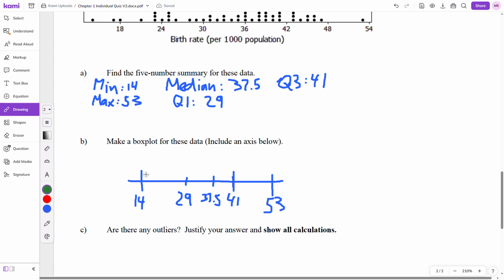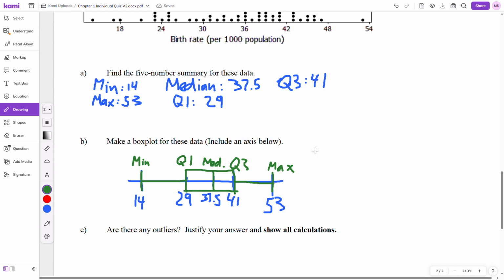Okay, and so we just remember to make these bigger. And then we connect the Q's. And then we also connect the middle part for our whiskers. And that's it. You can label these. In fact, you should label them. Minimum, maximum, Q1, Q3, and then in the middle we have median. And I don't know why I put it on top. It could be on the bottom, but that's the box plot. Are there any outliers?